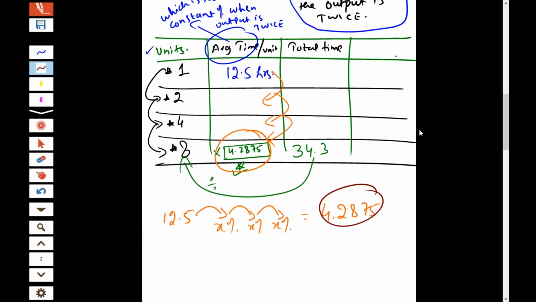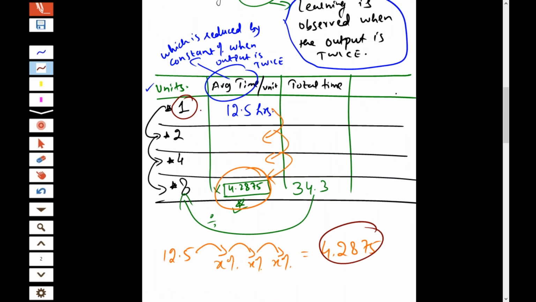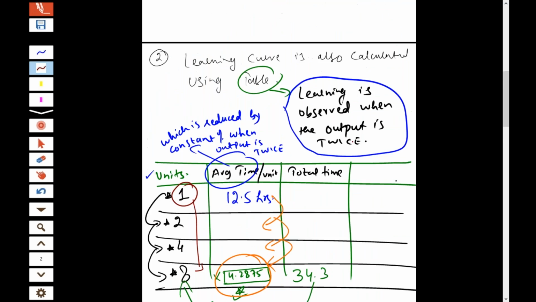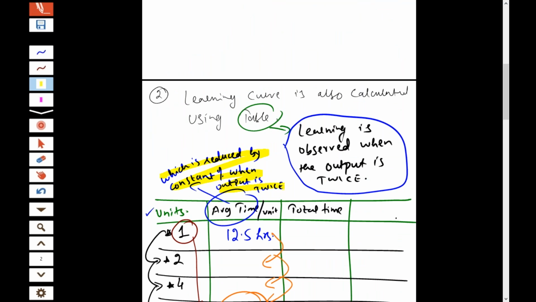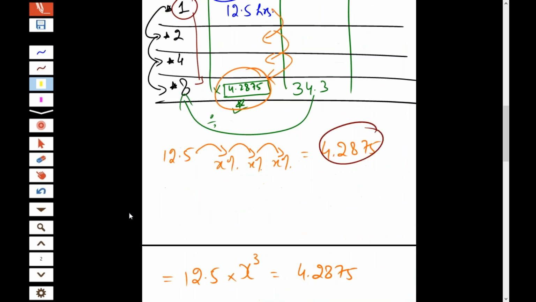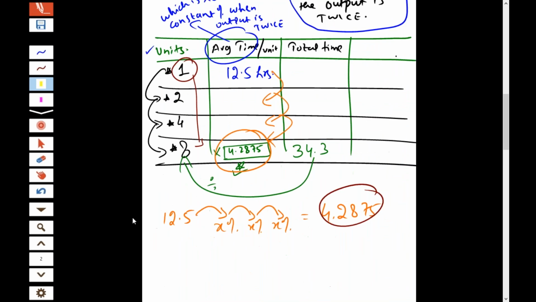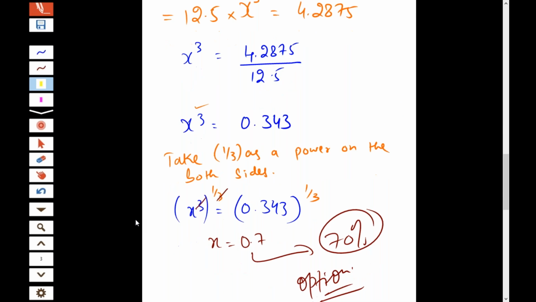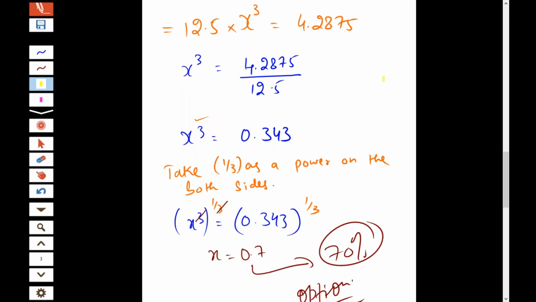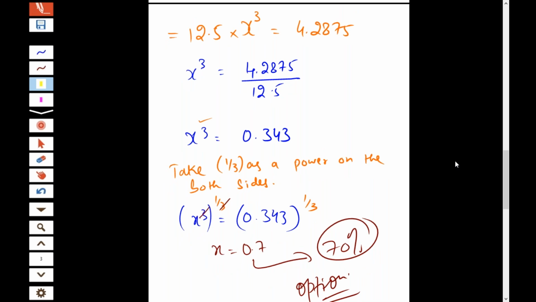But then this average time has been taken from unit 1 till unit 8, because the learning curve theory is that when the output doubles every time, the time per unit will be reduced. So that is why I drew the column. This is the 70% actual learning rate.